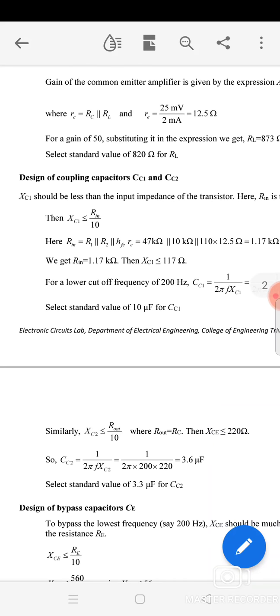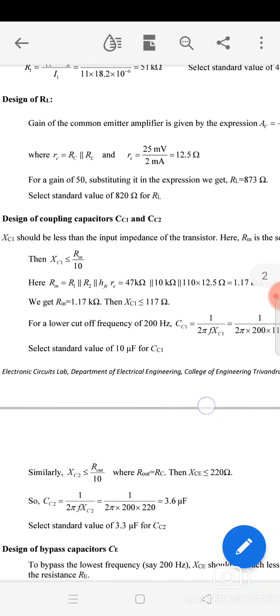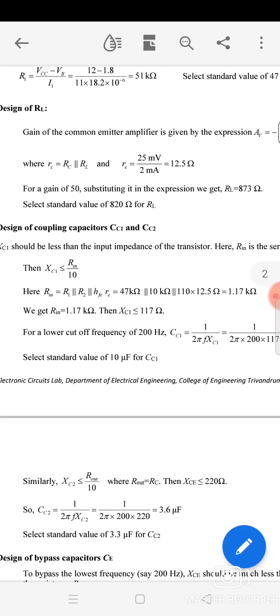Next, design of the coupling capacitors. How to design the coupling capacitors at the base terminal and at the collector terminal, that is CC1 and CC2.